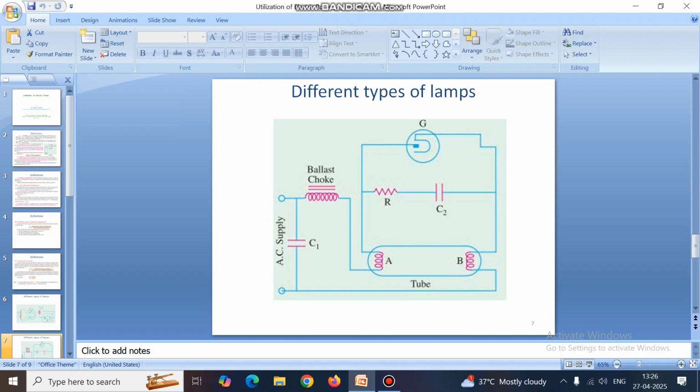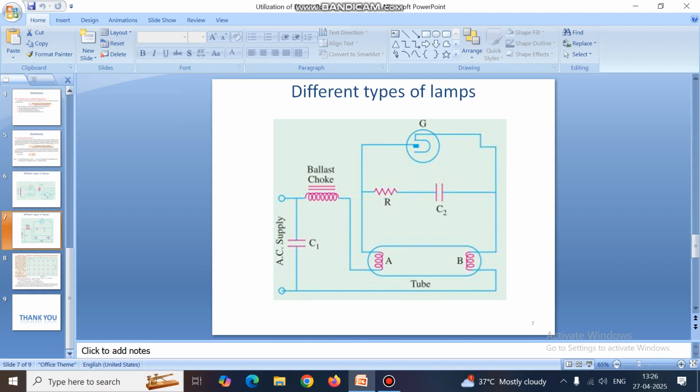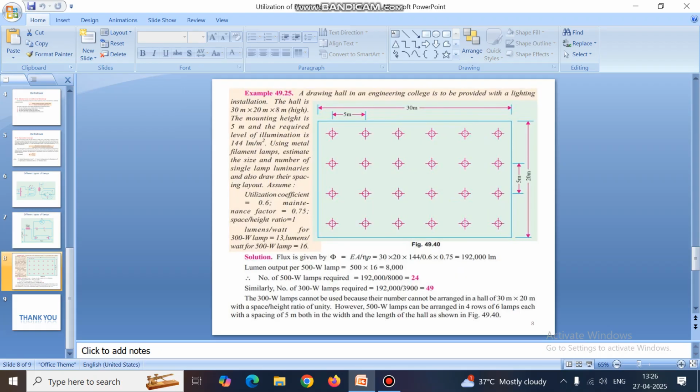After that, dielectric breakdown of the fluorescent gas occurs between A and B, and at that time this makes the shortest path, and there is no role of this choke, and this glass provides white light. So this is the construction of the fluorescent lamp.